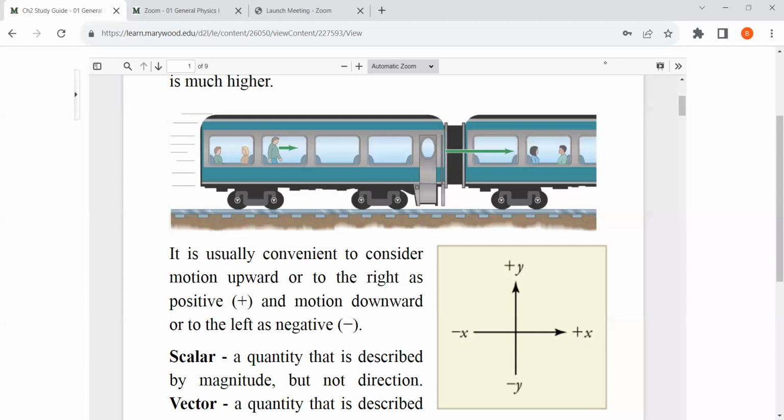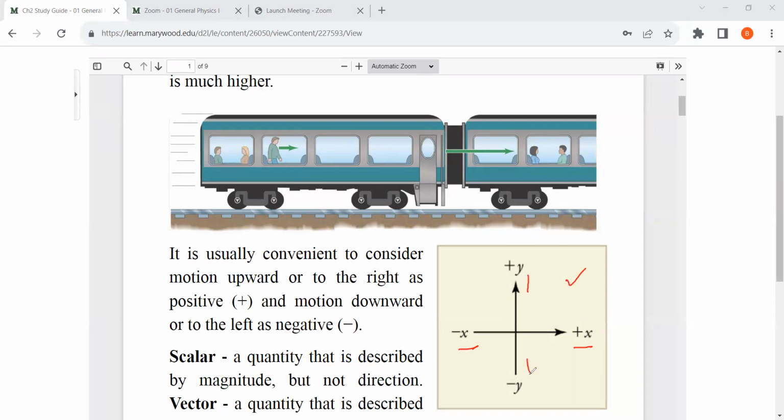The simplest reference frame is the coordinate system. You see this is the coordinate system, and many times you probably use it. In a two-dimensional coordinate system we have two axes, x and y. Normally the vertical is y, horizontal is x. Right is positive x, left is negative x, upward is positive y, downward is negative y. So this is basically our usual convention.